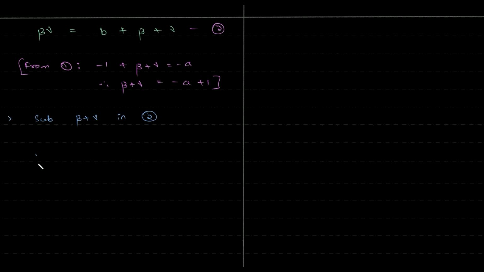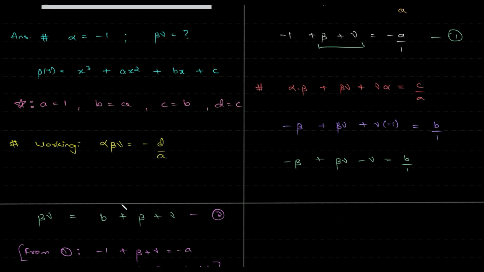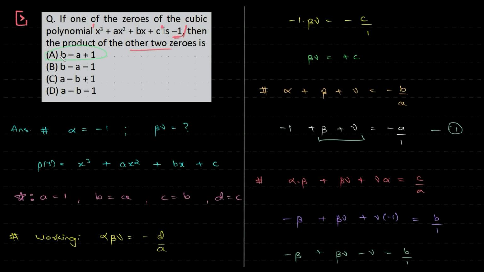In the end, we get beta gamma is equal to b plus, no, plus minus a plus 1. Is this your answer? Looks to be so. Right? So it is b minus a plus 1. Yeah. Minus a plus 1. Okay? That's your answer.